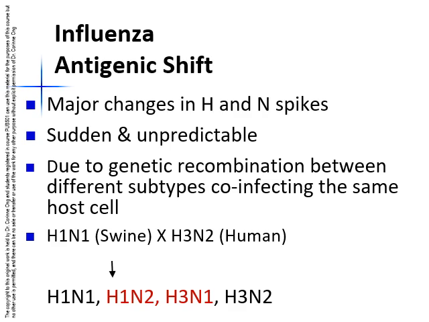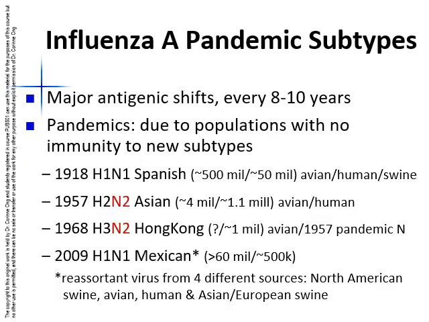Generally, it's not a matter of if, but when. Due to the rare nature of recombination events, antigenic shifts are much less frequent than antigenic drifts, usually every 8 to 10 years. Large populations around the world will not have any prior exposure or immunity to these new flu viruses, and pandemics can occur.